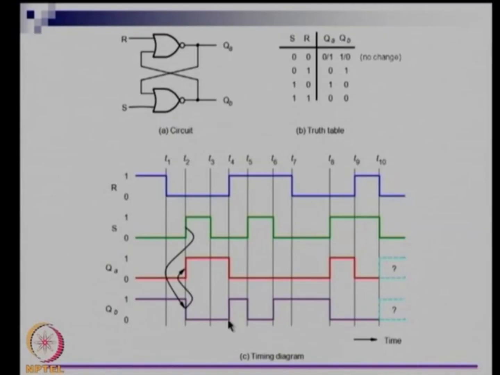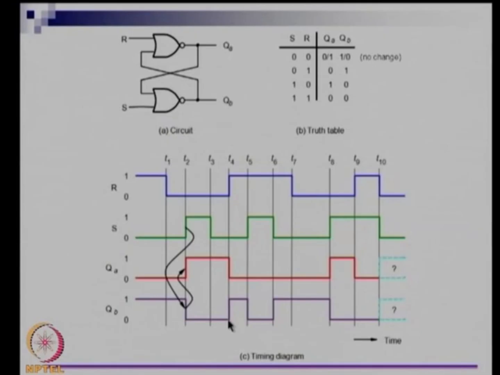Let us assume the same thing when QA was 1 instead. If QA was 1, then 1 NOR 1 is 0, but there is a complement here that will try to make Q0 become 0, and 0 NOR 0 is actually 1. So, QA will stay at 1.